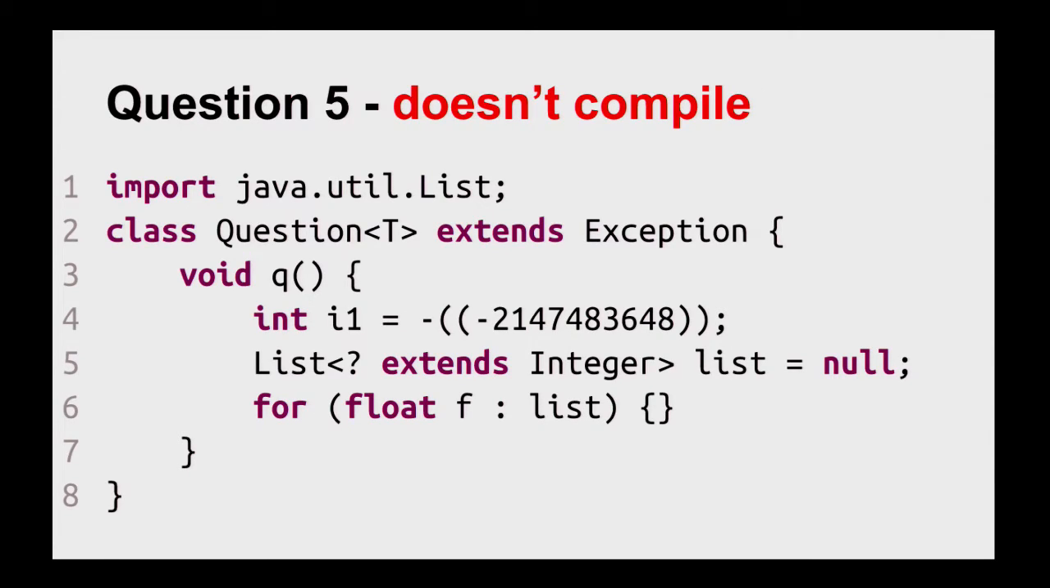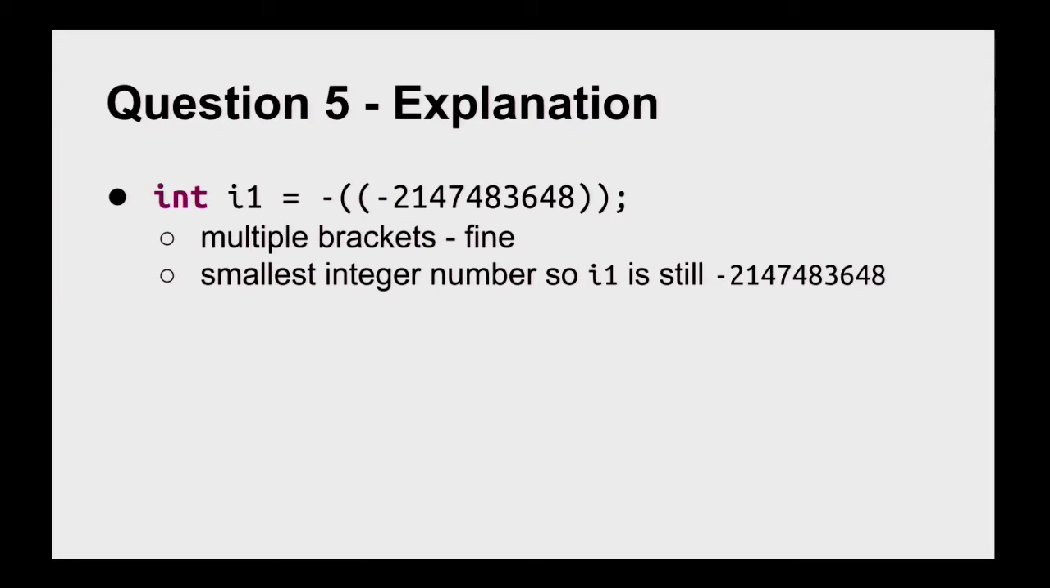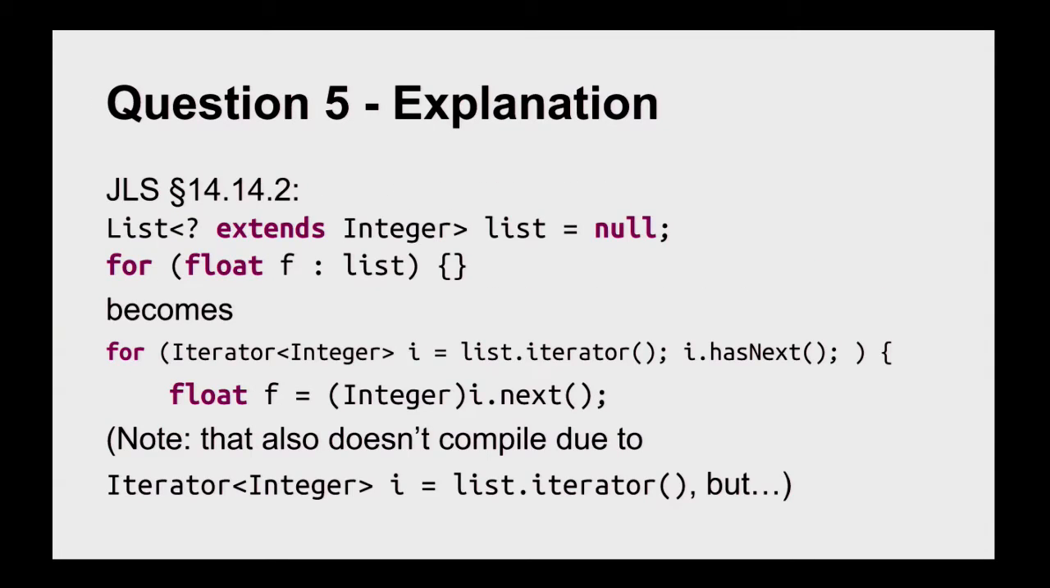But the reasoning here, so first the easy one, multiple brackets are fine. That number is the smallest number representable by integers. And so a side note is that when you negate it, you still get negative that number. You can't turn that positive because you can't represent it. But that part is still fine. This part is actually okay.